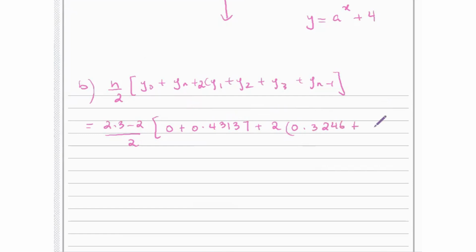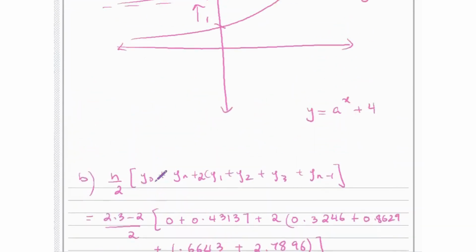So 2 times 0.3246 plus 0.8629 plus 1.6643 plus 2.7896. Put this in the calculator and what you get is 2.34. That's your answer.